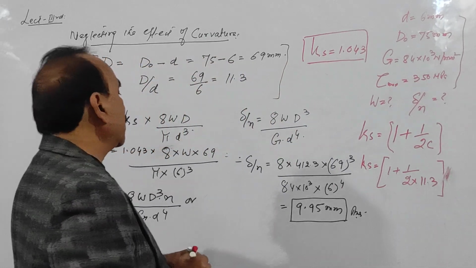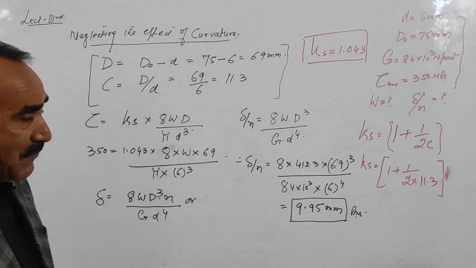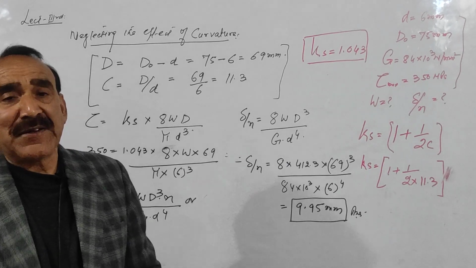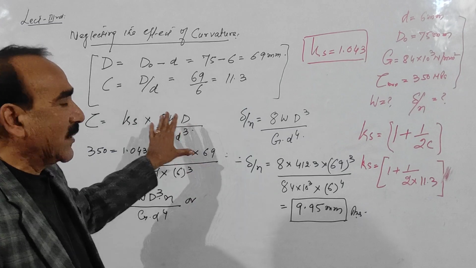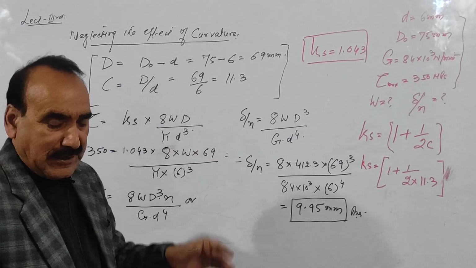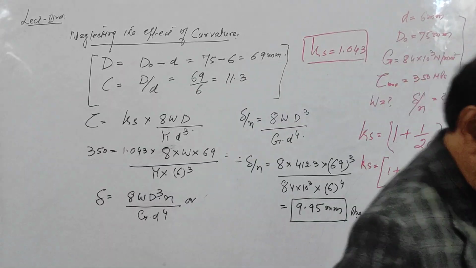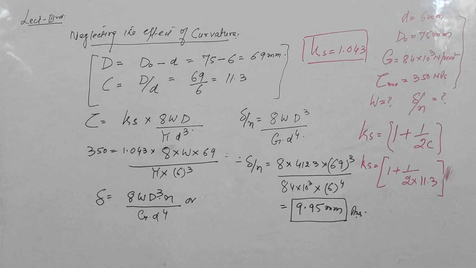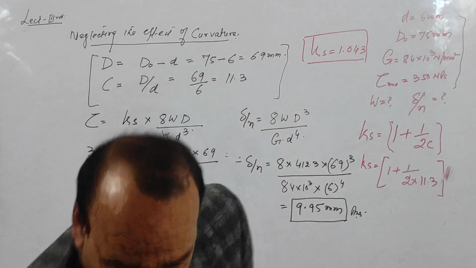So this is clear to you. This first part I did when I had not considered the effect of the curvature, right? So in both the cases I have calculated the axial load as well as the deflection per unit turn. Now the second case I will take when I am considering the effect of curvature. Let us see what to do in that.